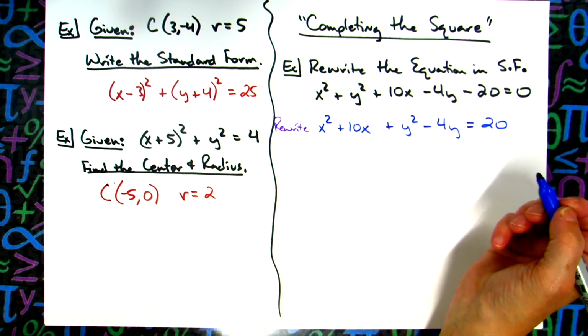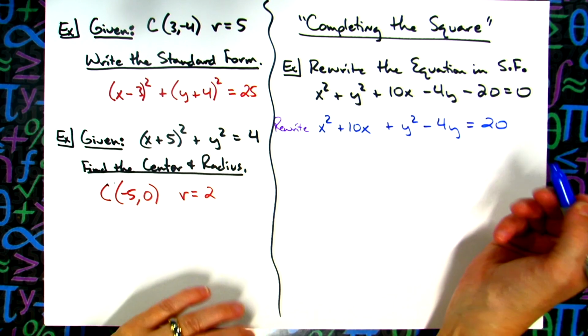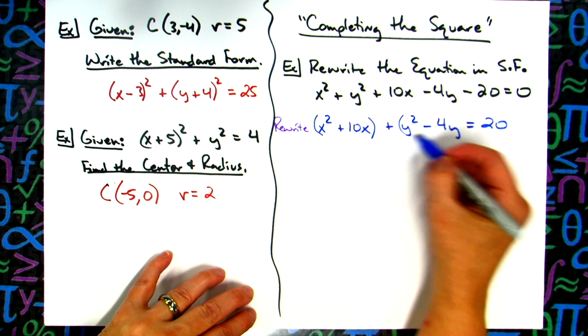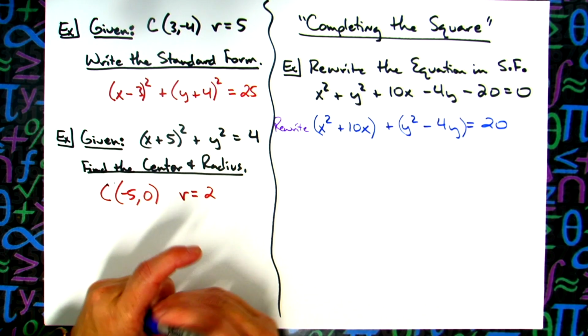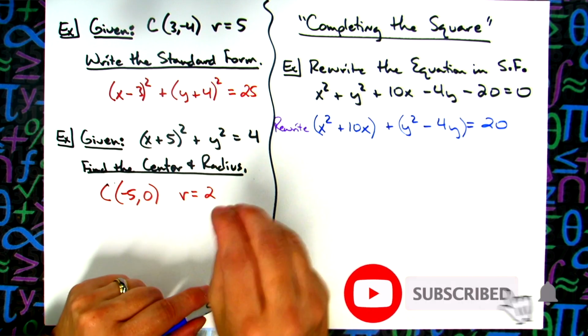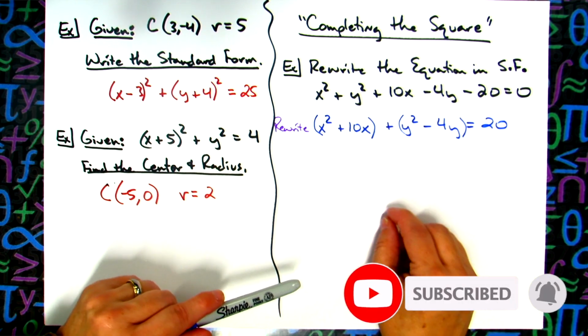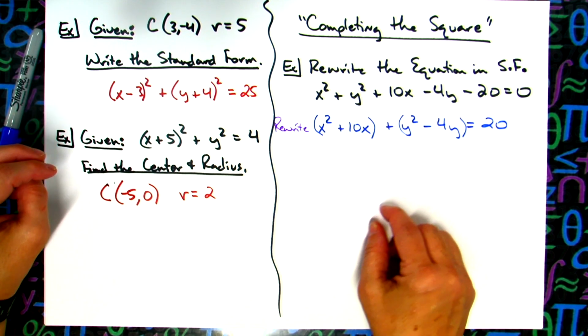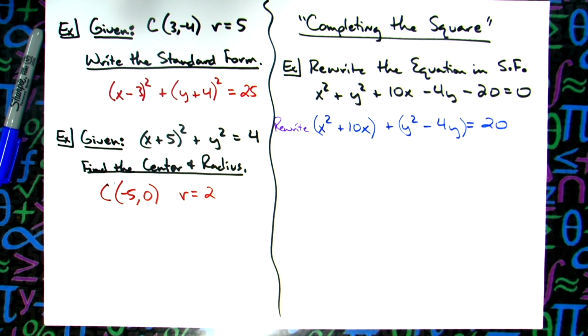So there's a plus 20. All right, now I can start thinking of this as I'm grouping these together and I'm grouping these together. And then eventually you're going to understand hopefully why it's called completing the square. Okay, now my next step, I'm actually going to complete the square.